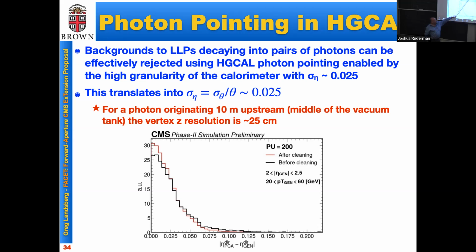In fact, the absolute resolution in eta is the same as the relative resolution in theta. So delta theta over theta is about 2.5%, which means that for a photon originating, say, 10 meters upstream, right in the middle of the decay volume, we could point it back with a resolution of about 25 centimeters. This is, of course, much worse than a few centimeters from tracking, but still, we could easily lose only 1 meter on each side of the decay volume in terms of Z, and be sure that the photon originated deep inside the vacuum.